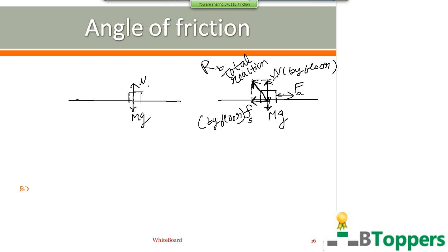So here the resultant of normal reaction and friction forces exerted on the block by the floor is called total reaction force on block by the floor. Because normal reaction and frictional force are perpendicular to each other, the magnitude of the total reaction force on block by the floor is given by under root of N square plus Fs square.